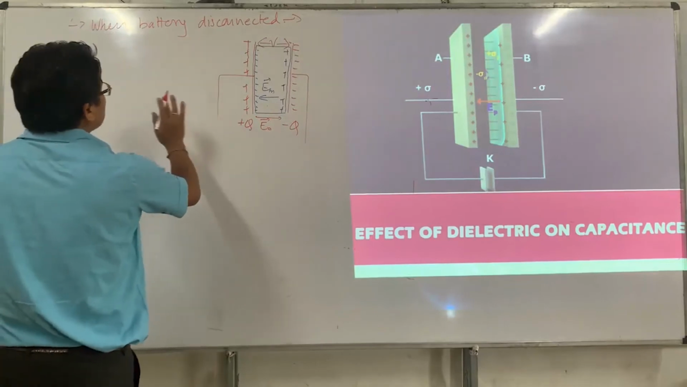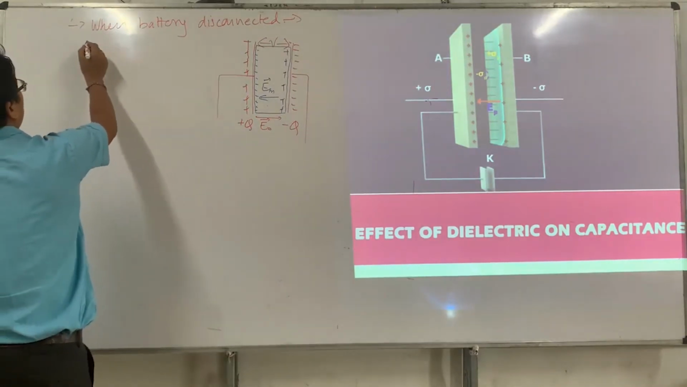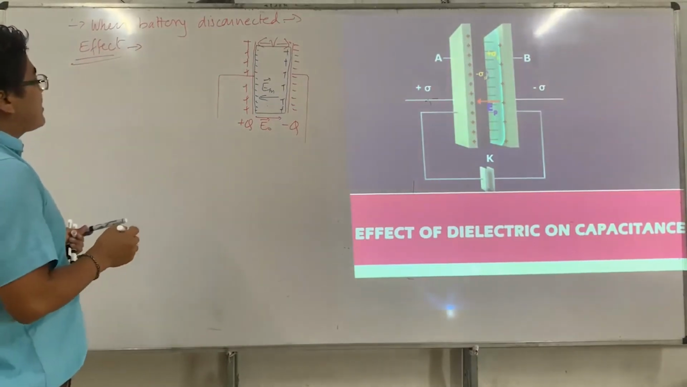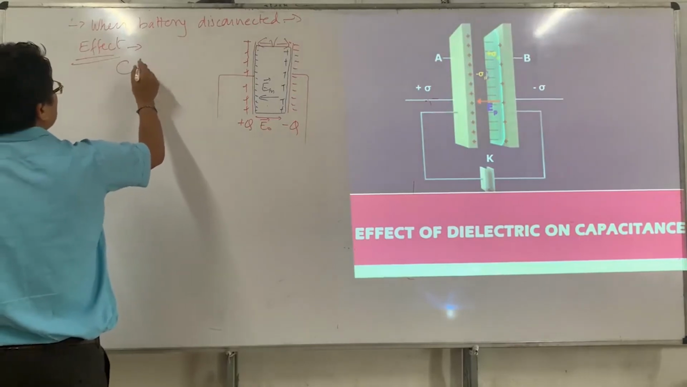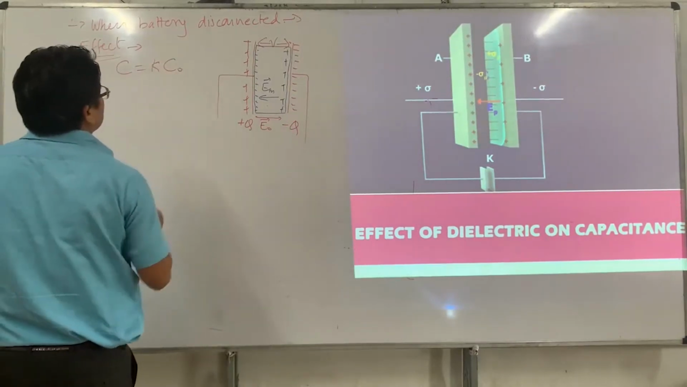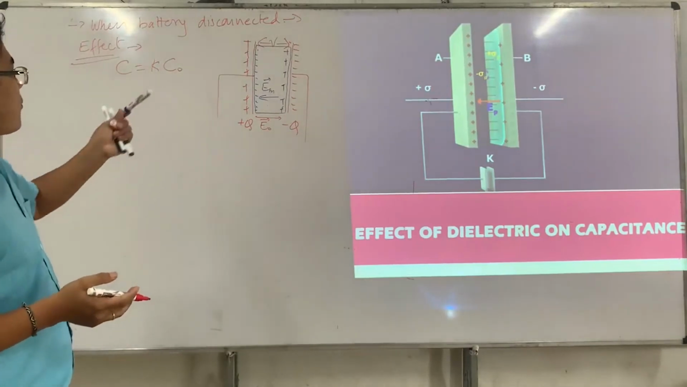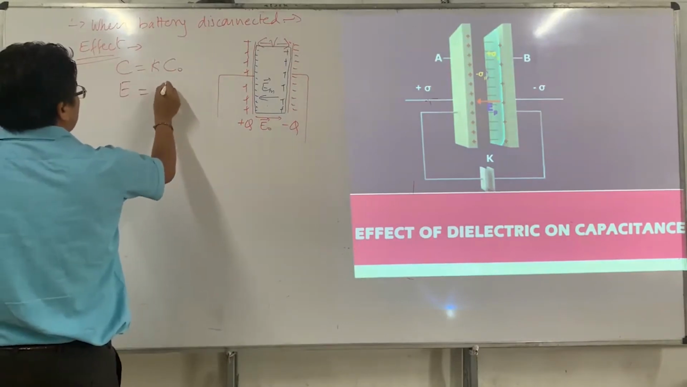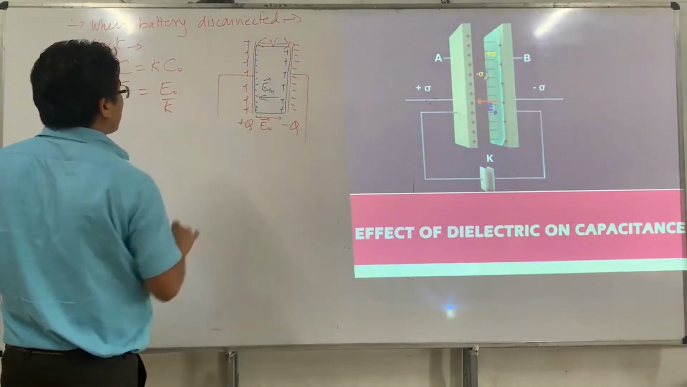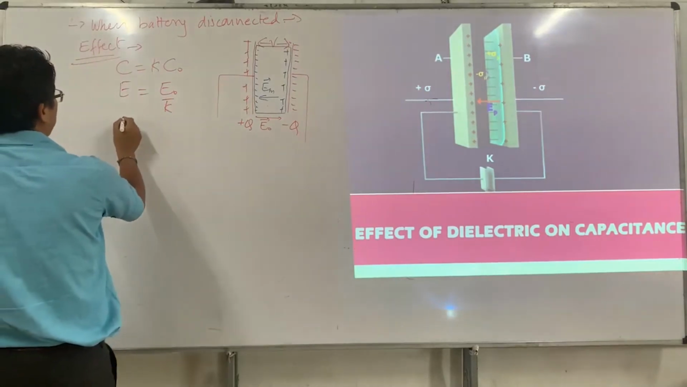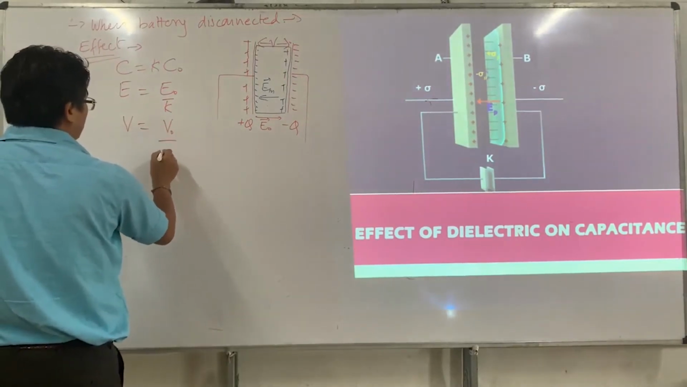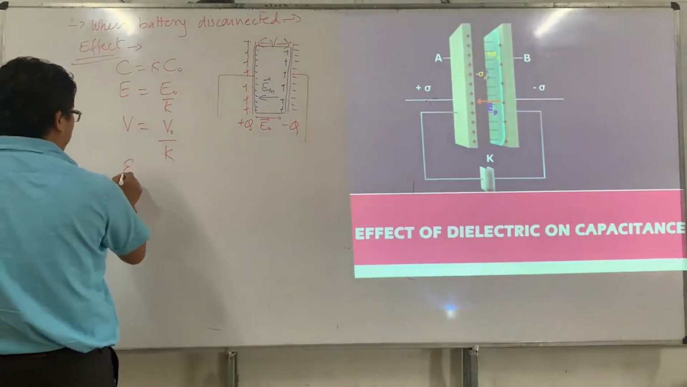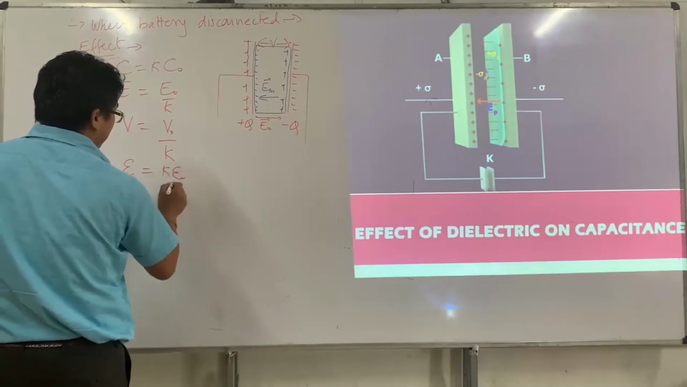In such a case, what about the effect? Our main focus is the effect. The effect is that capacitance is going to increase. Why? Because the potential and the electric field are decreased. Electric field is going to reduce. And what about potential? Potential is also going to decrease. And what about dielectric permittivity? Permittivity is going to increase.